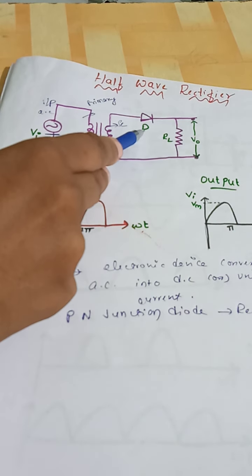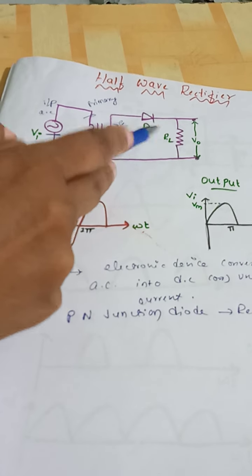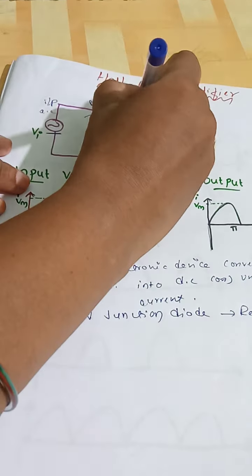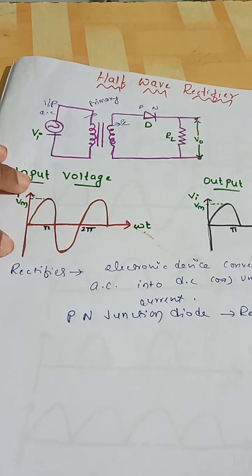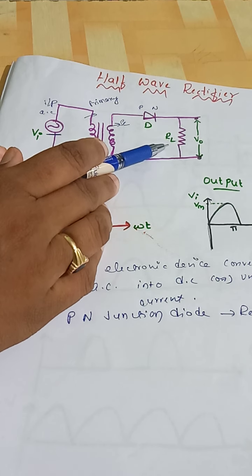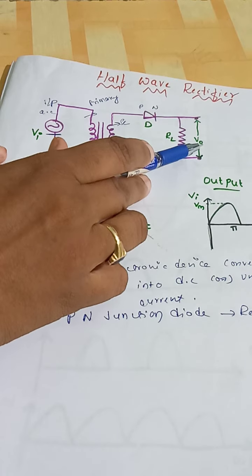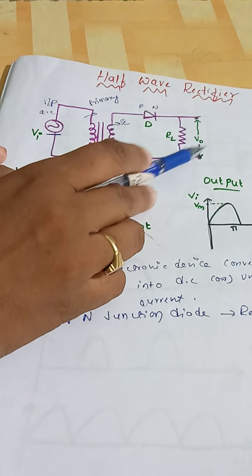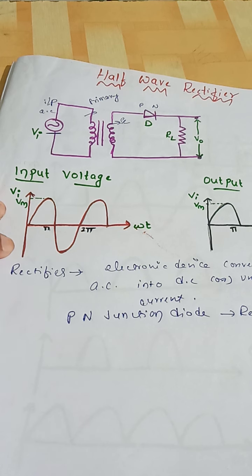Now this is the required PN junction diode. Okay. Now this is P, this is N, the required PN junction diode, and this is the load resistor. Along this load resistor only we will take output voltage. Here load means output. Load means nothing but output.